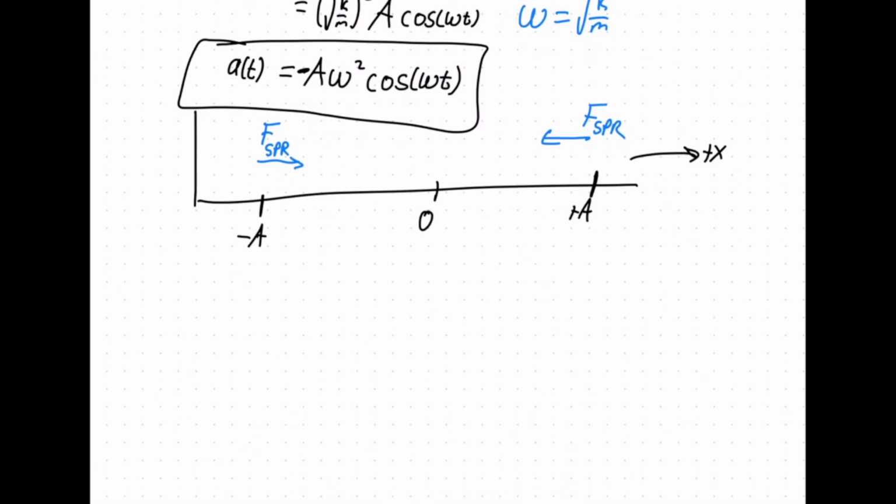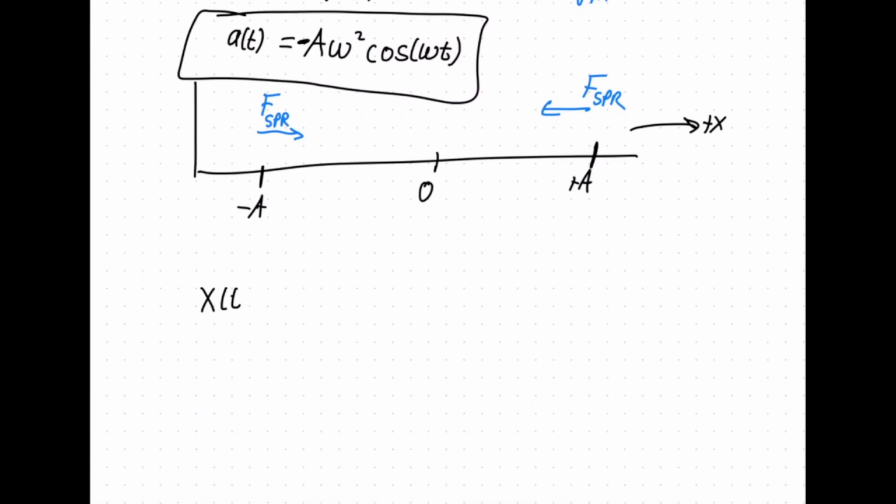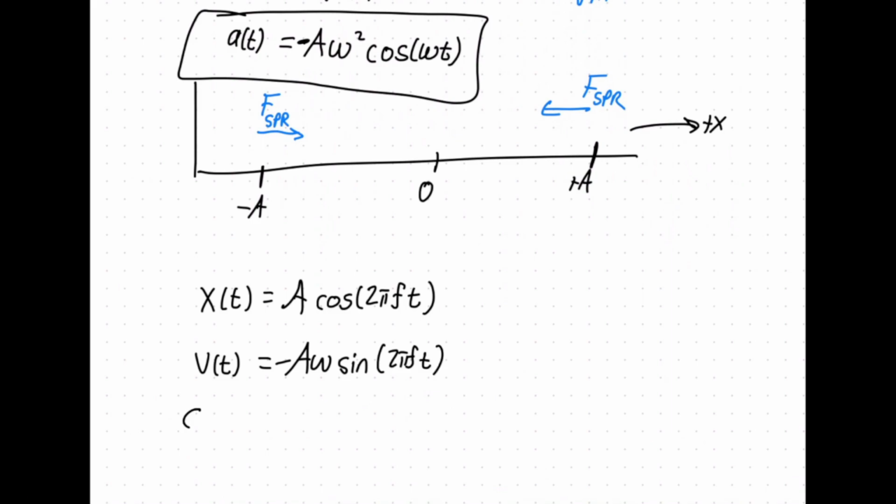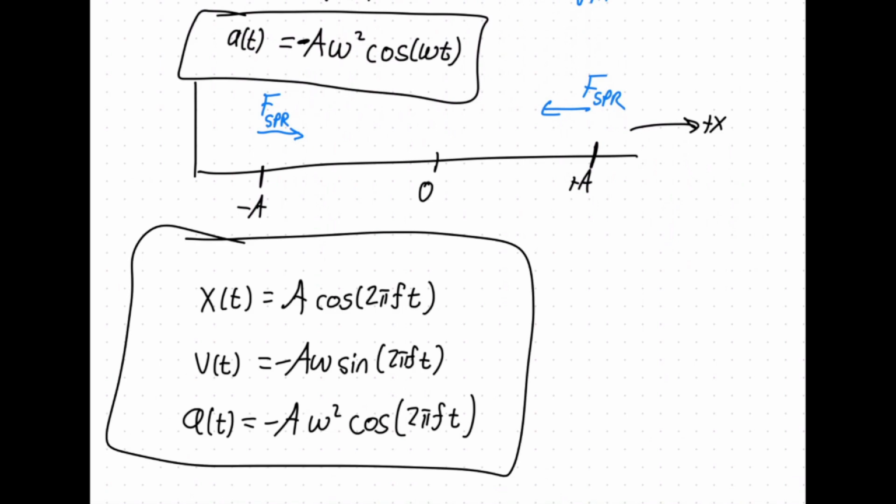I will write them one more time to summarize them. They are x of t is equal to A cosine of, and I'm going to here put in the equations used on your equation sheet for AP, 2 pi f is our omega, t is our time. I would have v as a function of t is equal to minus A times omega times sine of 2 pi f times time. And then I would have my acceleration function, a of t, is equal to minus A times omega squared cosine of 2 pi f times t. And that's it.